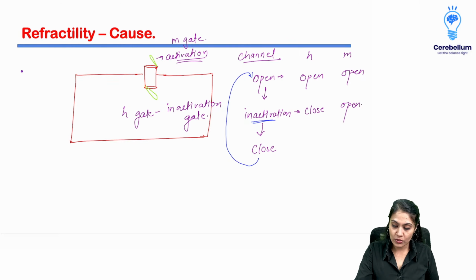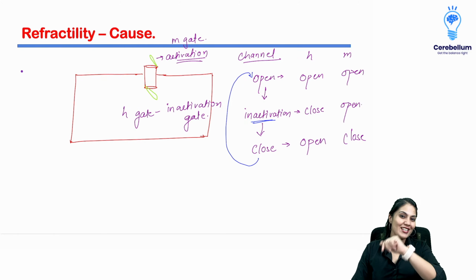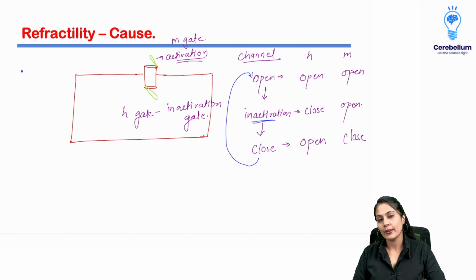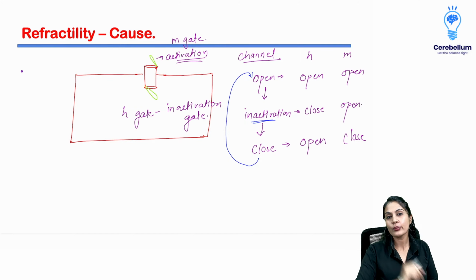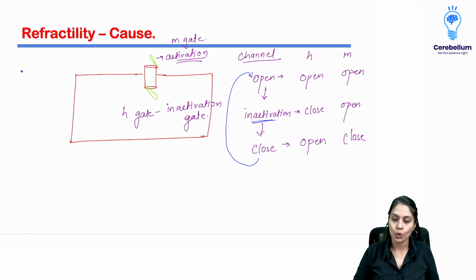And close means which gate must be closed? You know now that the H gate will open and the M gate will be closed, right? And please remember, it is much easier to open the M gate. And that's why, of course, if you give a stronger stimulus, the M gate can be opened and hence you can go from the closed condition into the open condition.